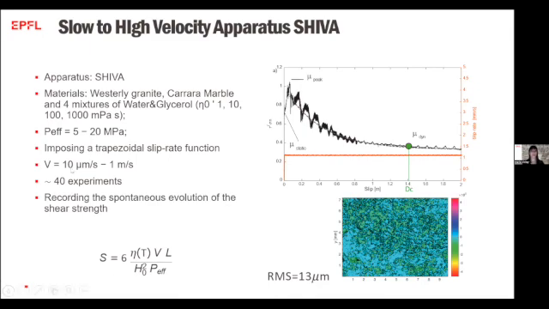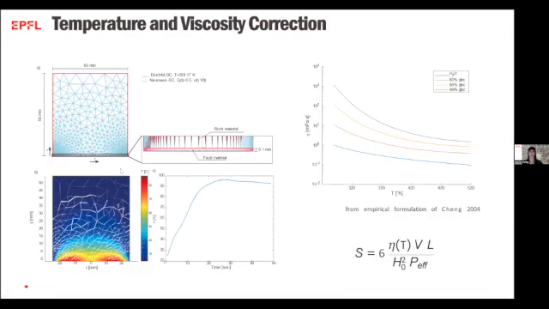Then we run our experiments at different velocity, from 10 micrometers per second up to 1 meter per second. And we run about 40 experiments. Of course, when we are doing friction experiments, we produce shear heating on the surface of the sample, and the temperature increases during experiments. So to plot our Sommerfeld number, we need the viscosity that is temperature dependent.